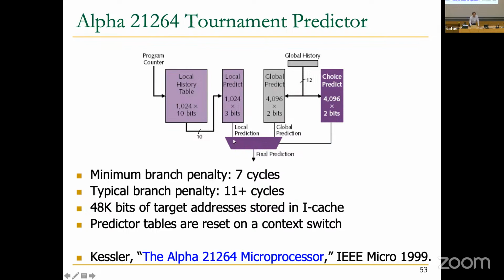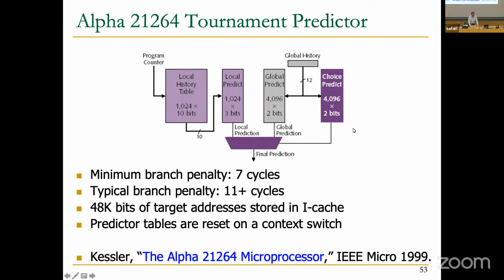And you get 2 predictions, a local prediction and a global prediction. And then there's a final prediction. You have to decide which one to use, and that's decided by this choice predictor. Basically, it uses 12 bits of global history, assuming this picture is accurate again, right? Internally in hardware, they may do something else. But basically, they use the global history to track which predictor did better, let's say, last time, with some hysteresis, when this global history was encountered. Okay?